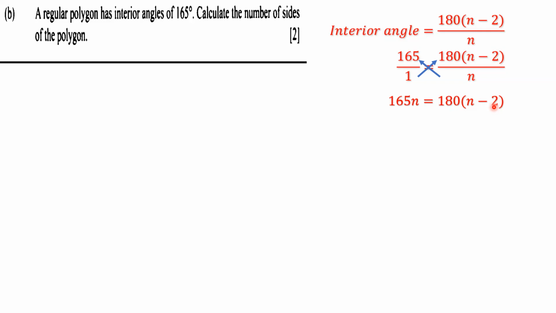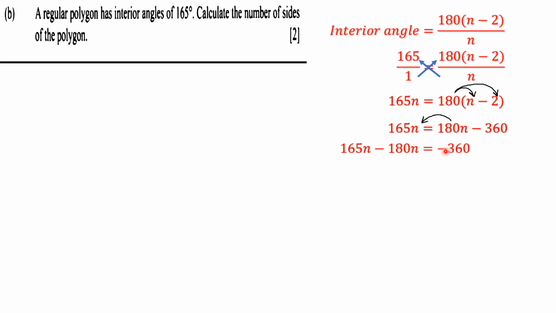So now we have this equation without any denominators. What we're going to do is distribute. We have 180 multiplied by n, and 180 multiplied by 2. That gives us 180n minus 360. Now we're going to send the 180n over the equal sign. It was positive here, so when we send it over, it becomes a minus. So it's 165n minus 180n, which is equal to negative 360.